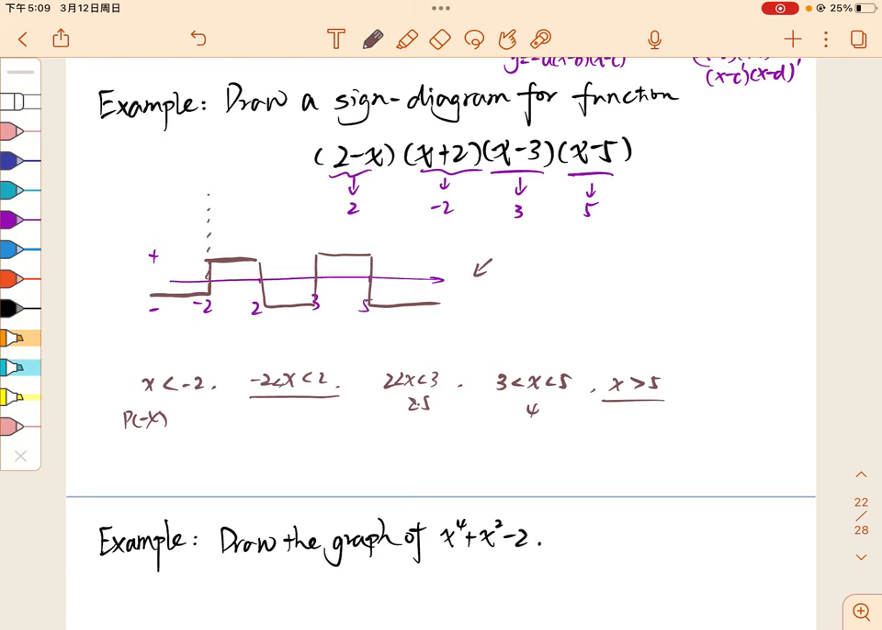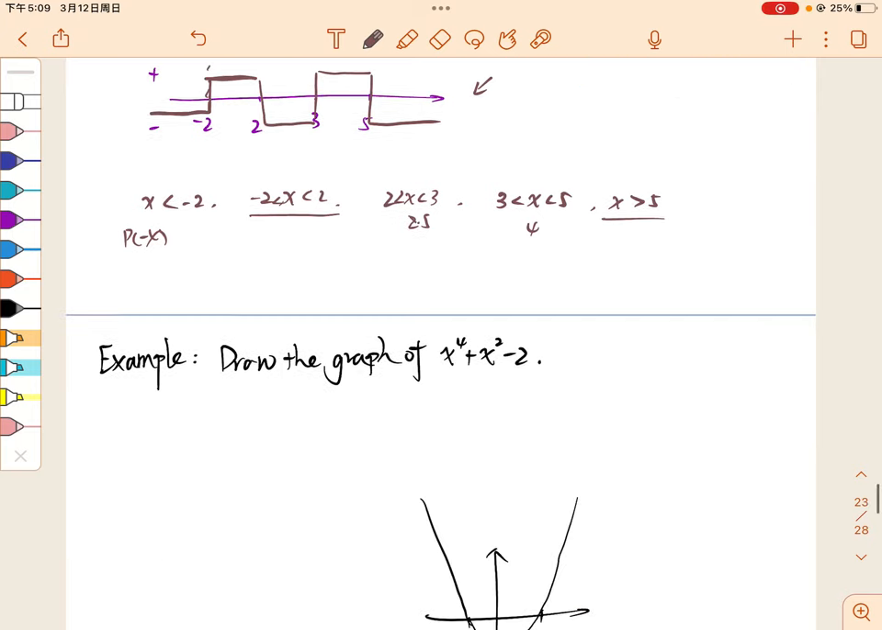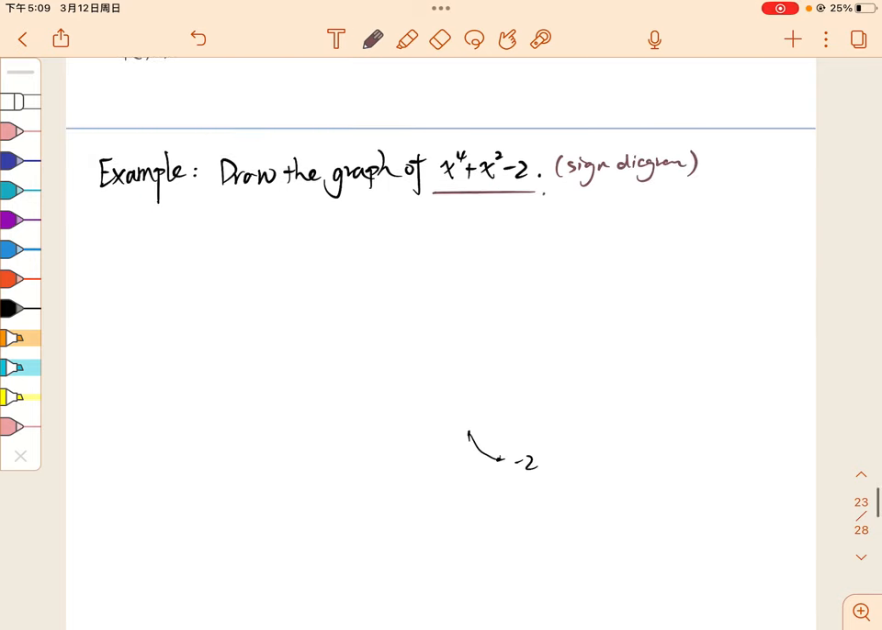Okay, and if we're asking you to draw the graph, to draw the sign diagram of this function over here, and you see it's not in factorized form, right? So we first turn it into a factorized form using the factor theorem.